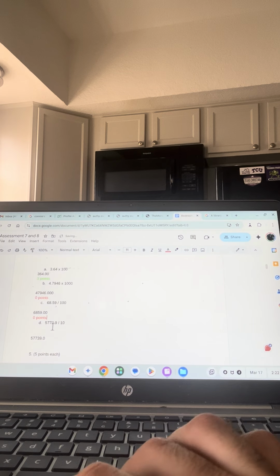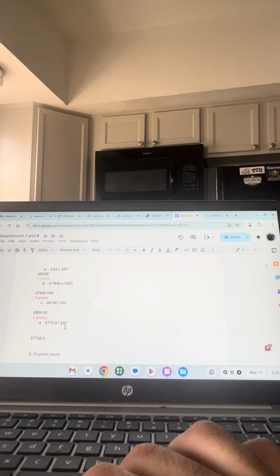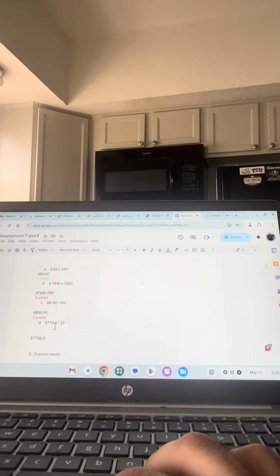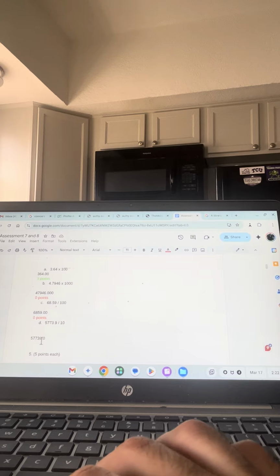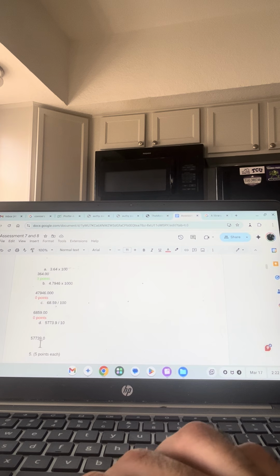For this one, you're dividing by 10. So you're dividing, you're going to move it to the left. And there's 1 zero, right? So that means you're going to move it 1 place to the left. You moved it 1 place to the right instead of 1 place to the left.